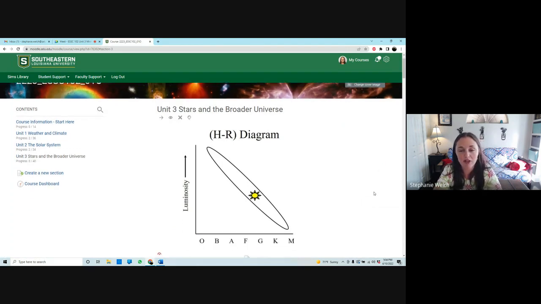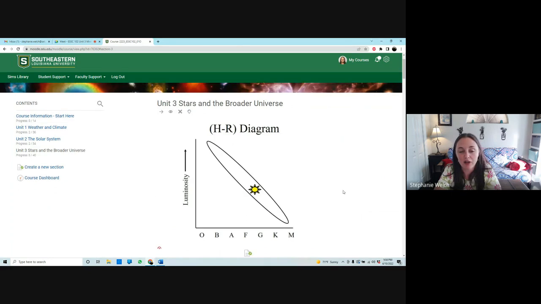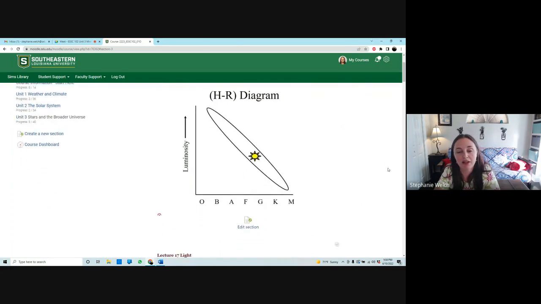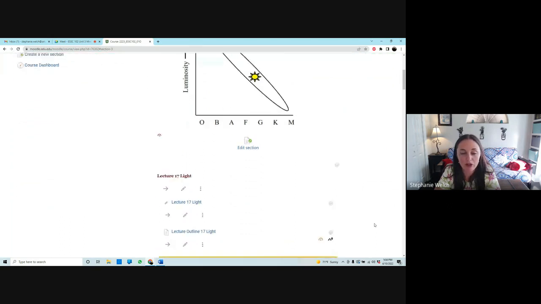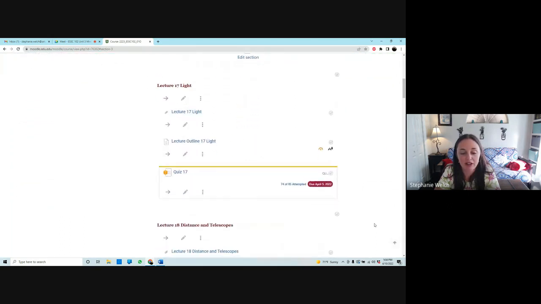Both of these sections, I know this might not be your section if you're in Section 2, but they should be pretty much identical. The big picture for this unit, the one I wanted to headline, was the basic concept of the HR diagram. That's how we classify stars on spectral type as a proxy for temperature and luminosity. And then we're doing lectures 17, 18, 19, and 20.